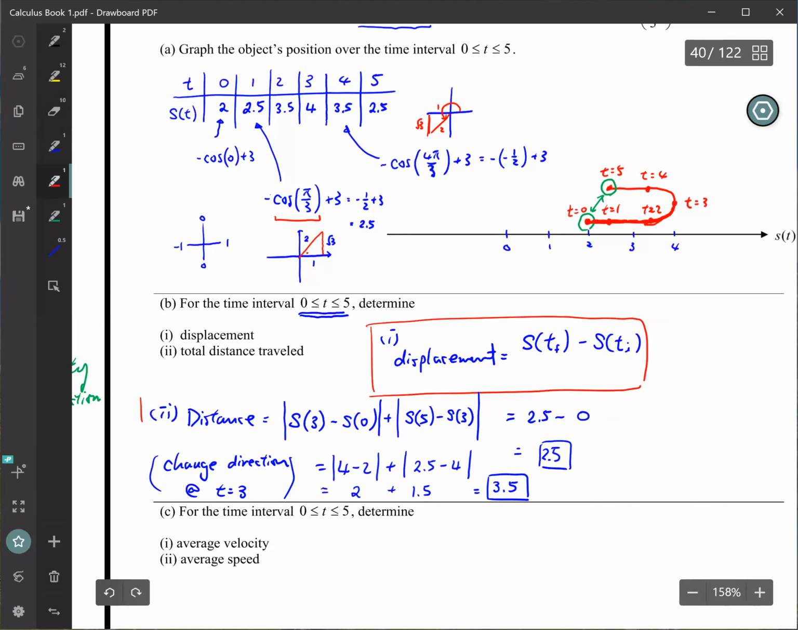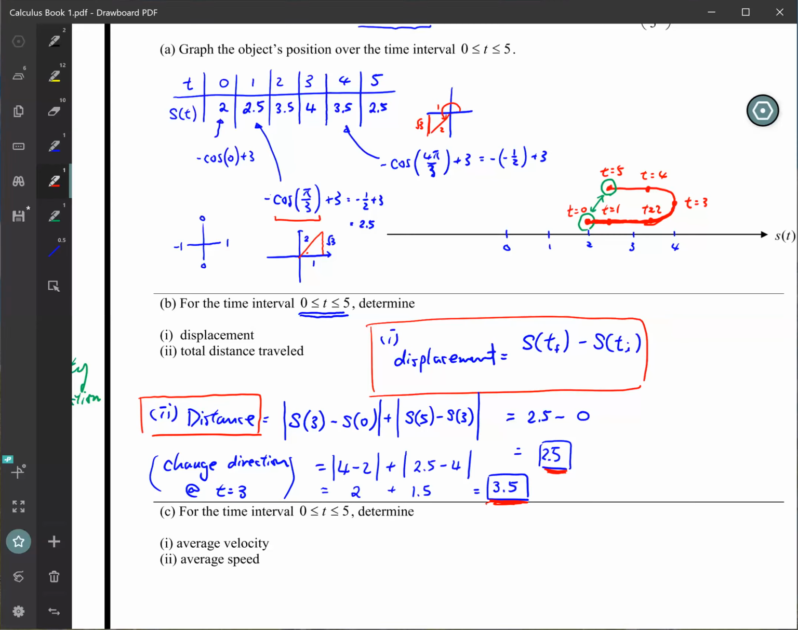So this is distance. So remember, displacement, you don't care about what's happening in the middle, right? Distance, you have to think about where it changed direction and then break it into pieces. So if it changes direction again, you have to do another segment, right? So it's better to draw it out and see where you need to break apart.